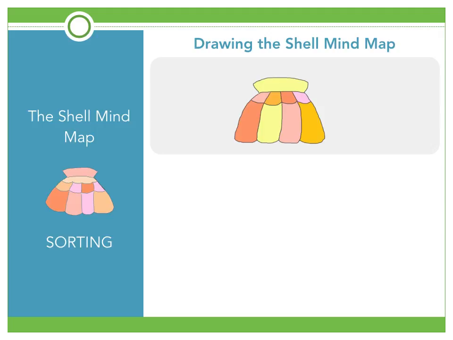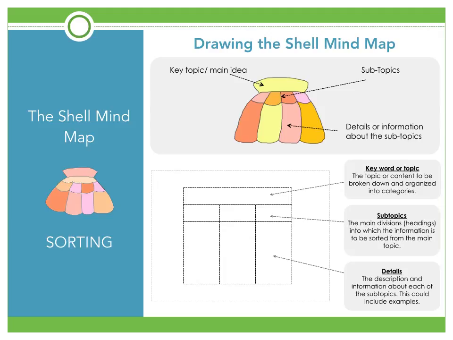So the concept of this mind map is based around a shell. And the main topic or idea will be placed at the top of the shell. The subtopic goes in the middle layer of the shell. And then all the relevant ideas or details or information about the subtopics are placed in the lower section.